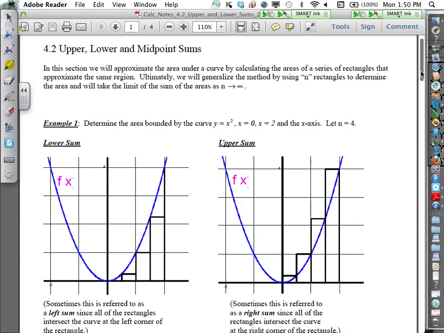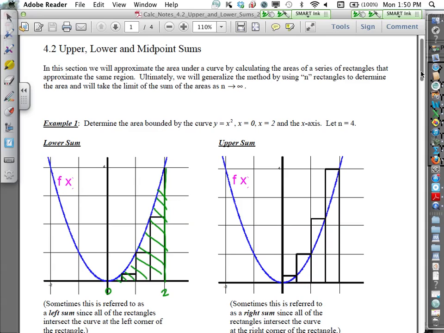So if you look at this, this is the graph of y equals x squared. We're going to go from x equals 0 to x equals 2. This is the only region that I want to estimate the area for. Okay, so that's what I'm going to go through and estimate.